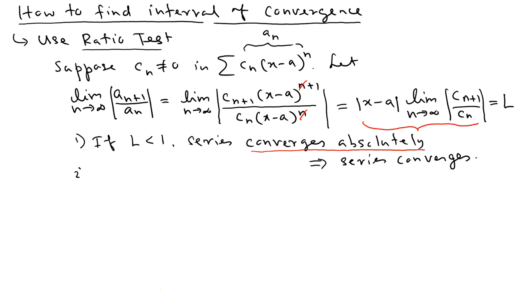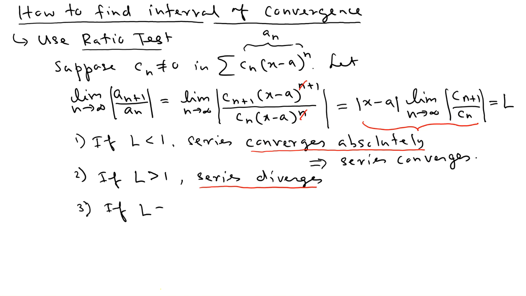If L is greater than 1, what's going to happen? The series diverges. That's the second case. So if L is greater than 1, diverge. You don't have to do anything after that. We stop there. Now the question is, what's going to happen if L is exactly equal to 1?